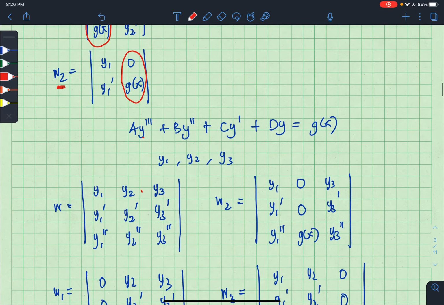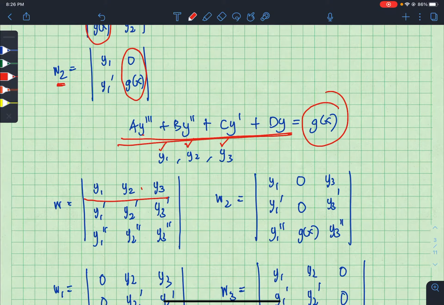So what if it is a third order? If it is a third order differential equation, as you can see here, there are three solutions. And then we still have the g of x there. So for our w, we're just going to write down on the first row the three solutions. The second row would be the first derivative of those solutions, and the third row would correspond to the second derivative of those solutions. So that is how to get w.